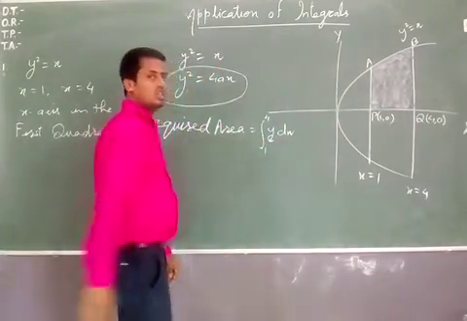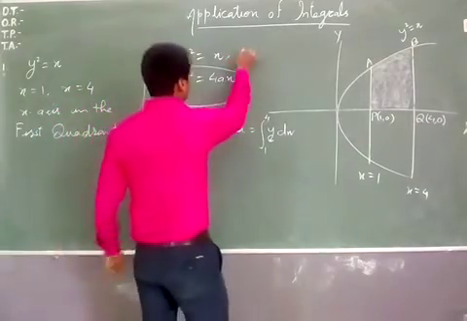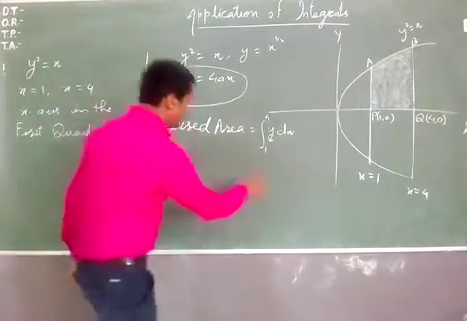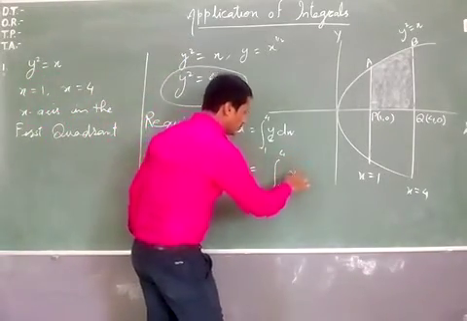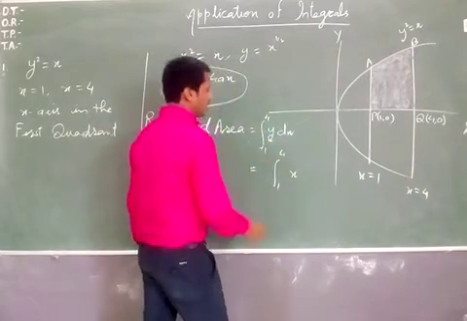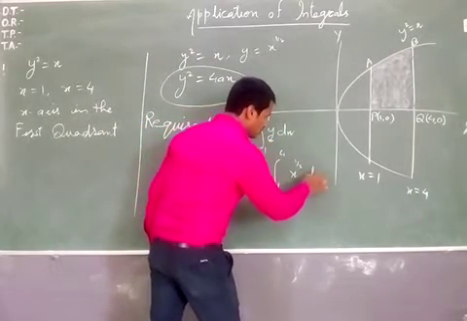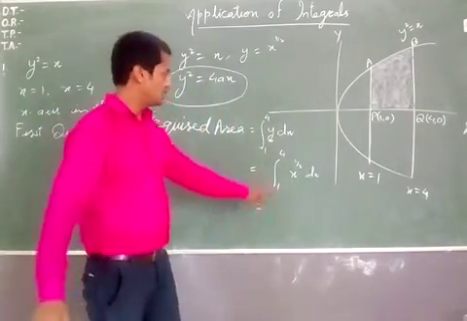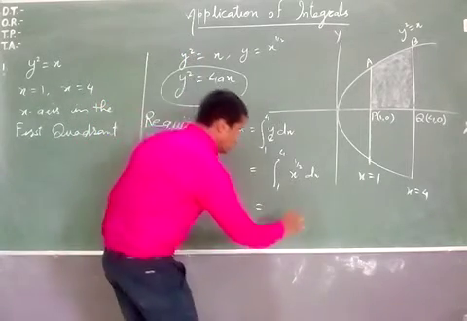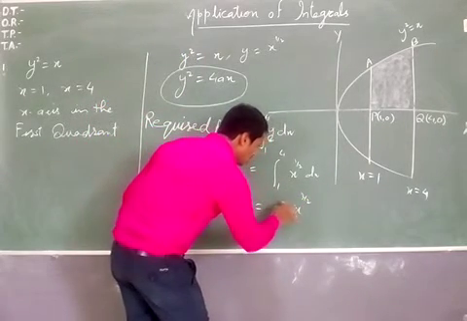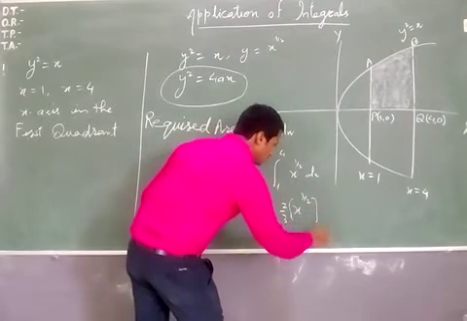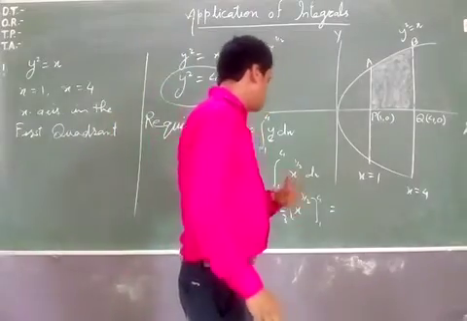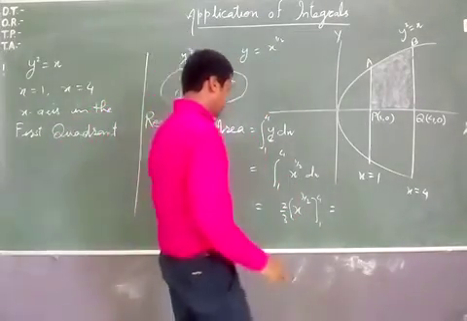Now we can substitute here the value of y. Value of y we can find from the given equation, x power 1 by 2. We can write here limit 1 to 4, y which is x power 1 by 2, integration with respect to x. We know that the integration of x power 1 by 2 is x power 3 by 2 upon 3 by 2 at the interval 1 to 4. Now we can integrate the given function at the interval 1 to 4.